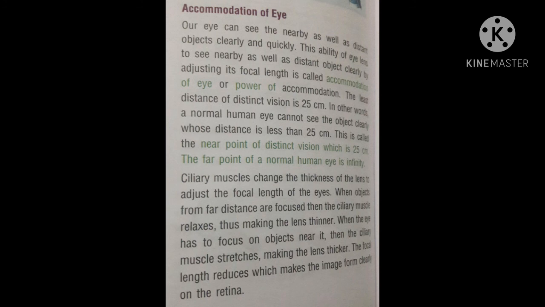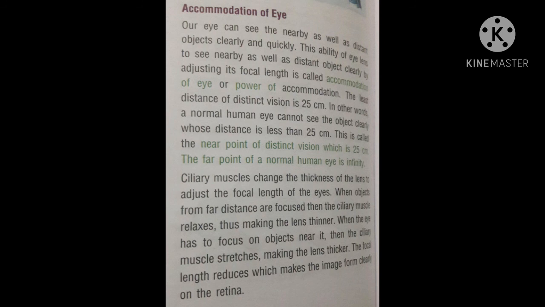The least distance of distinct vision is 25 centimeter, meaning our eye can see a minimum object placed at 25 centimeter. In other words, a normal human eye cannot see an object clearly whose distance is less than 25 centimeter. So this is called the near point of distinct vision, which is 25 centimeter. The far point of a normal human eye is infinity.